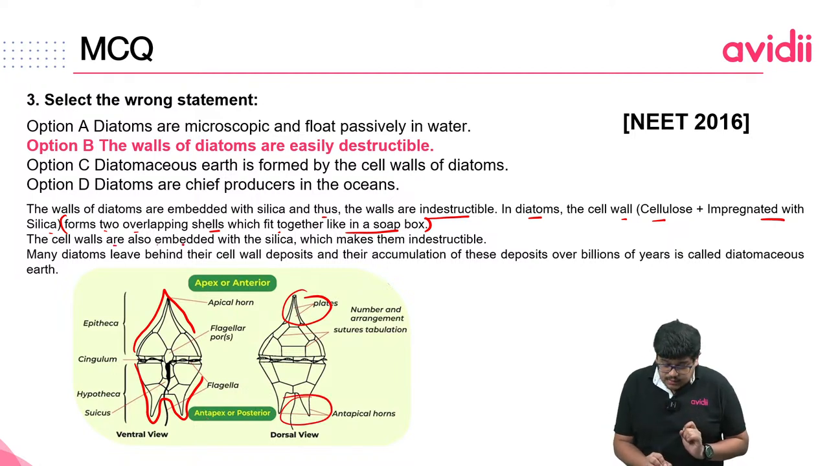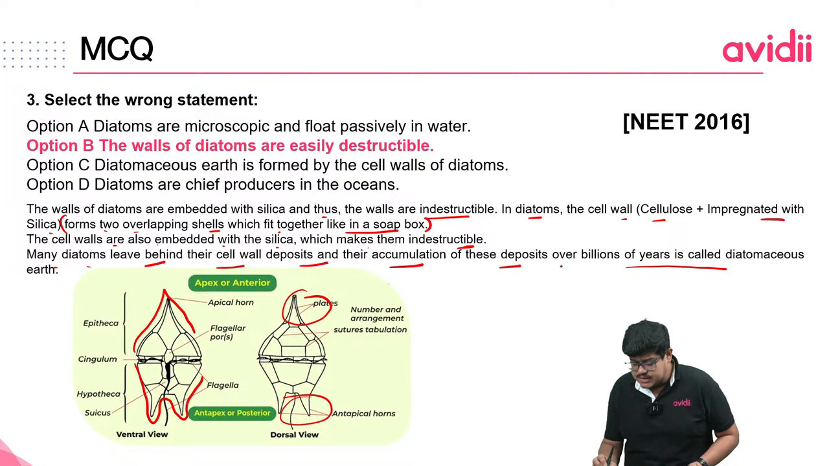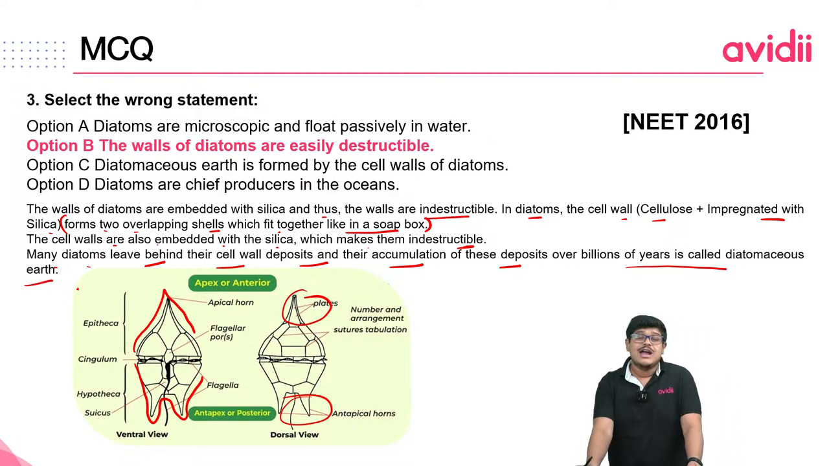Now, the cell walls are also embedded with silica, which makes them indestructible. Many diatoms leave behind the cell wall deposits, and the accumulation of these deposits over billions of years is known as your diatomaceous earth. Okay?